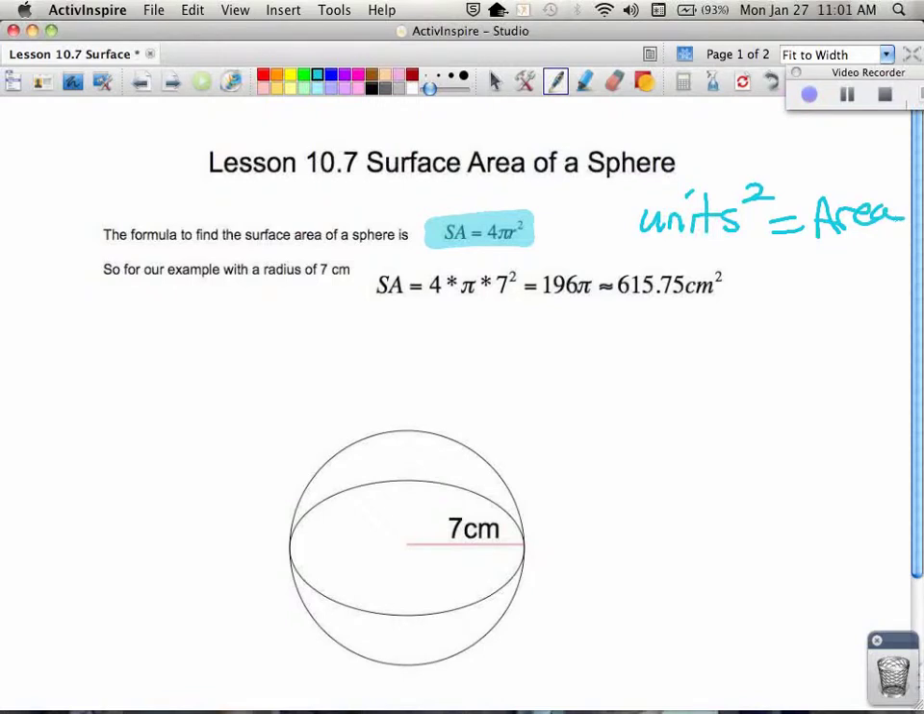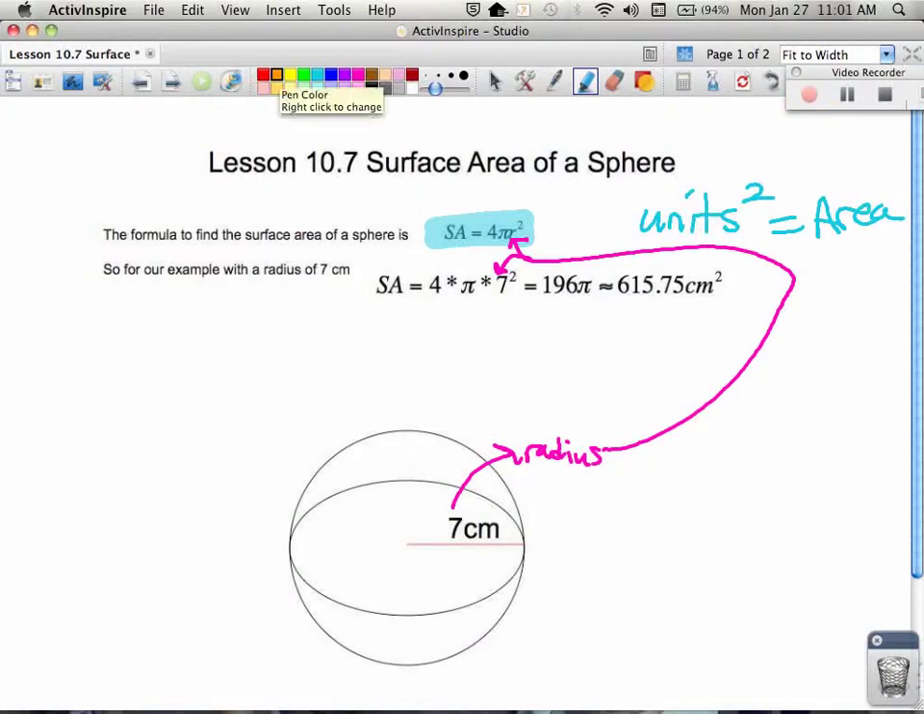So down below, what I see is a sphere that has a radius that is 7. So I'm going to take that 7, and basically all I do is plug it in wherever I see the r, and I'm finished. So I take 4 times pi times the radius, which is 7, squared, multiply it all out, and in the end, I find out that I get 615.75.